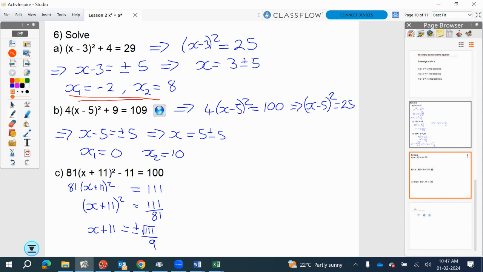Then we get x equals minus 11 plus and minus root 111 over 9. We can leave our answer like this, root 111. Can we simplify that radical? Does that simplify? I don't think it does. Let me just double check on my calculator. Nope, that's it. That's our answer.